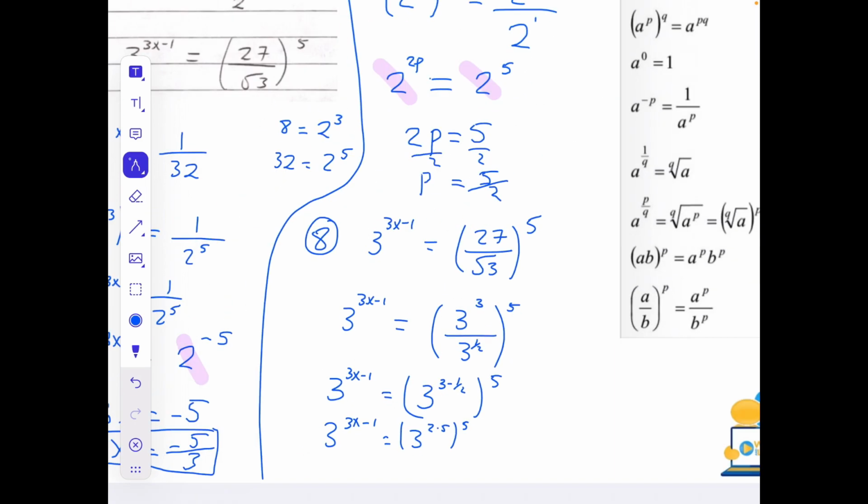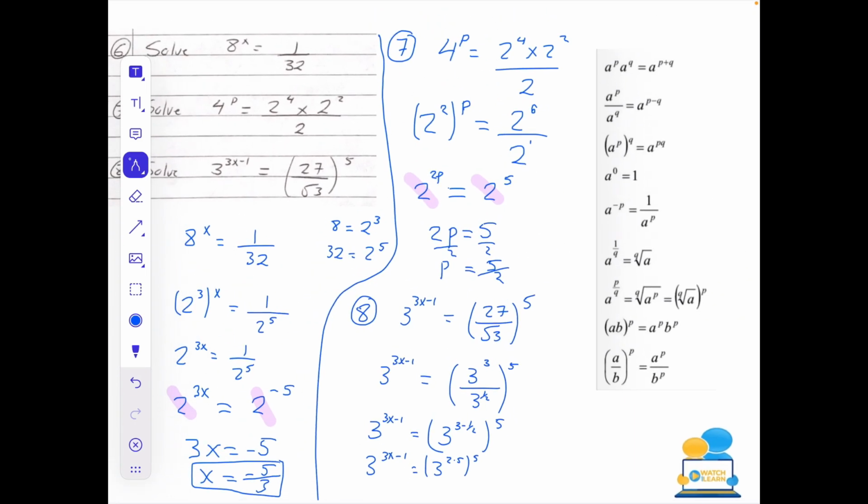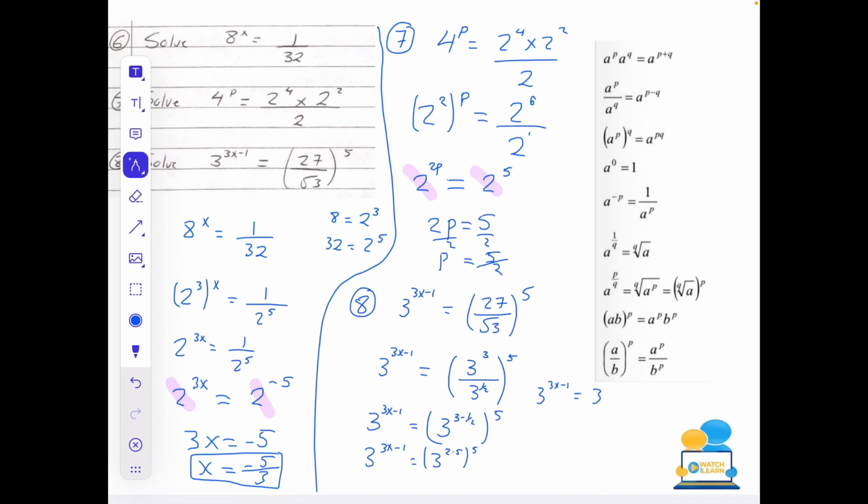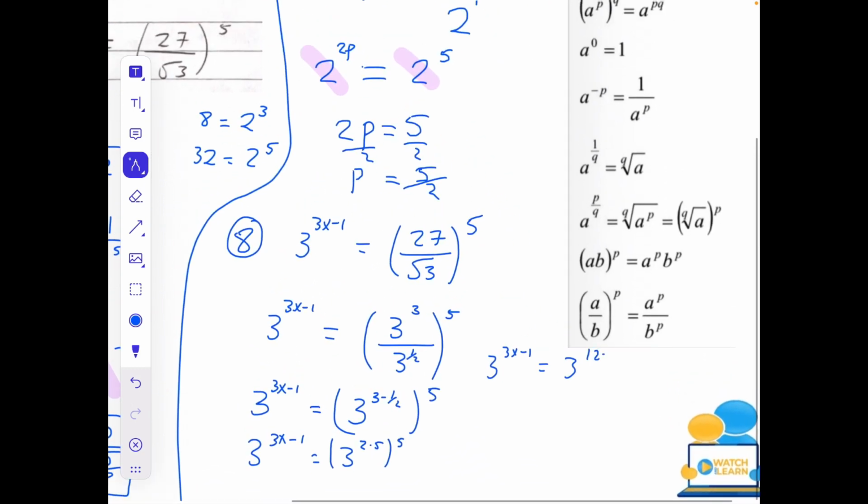Now, when we have the brackets and two powers, when we have a power raised to a power, you multiply them. So it'll be 3 to the power of 3x minus 1 is equal to 3 to the power of 2.5 multiplied by 5, which gives me 12.5. Okay, so how did I get that? 2.5 multiplied by 5. Now we are back to the situation we like.